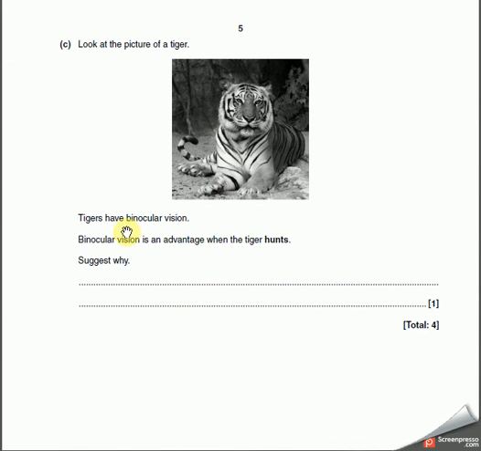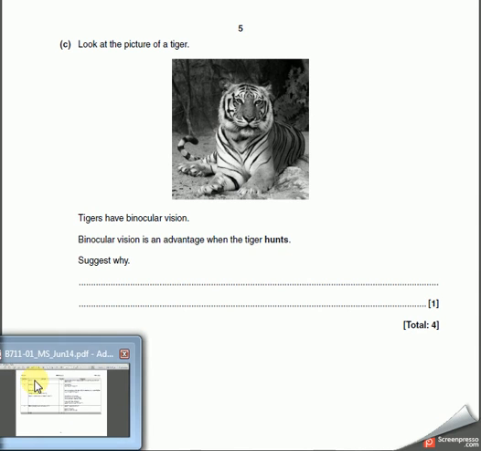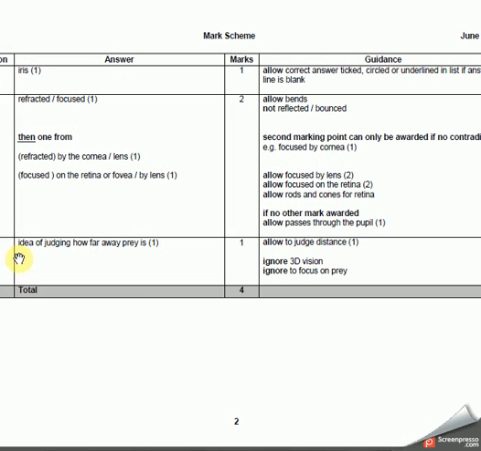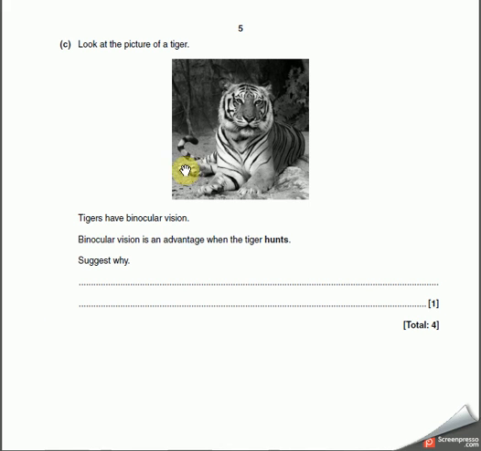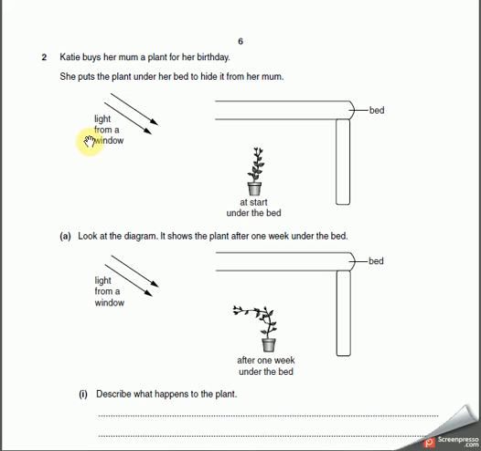Look at the picture of the tiger. Tigers have binocular vision. Binocular vision is an advantage when a tiger hunts. Suggest why. That's basically about how the tiger can judge distance, isn't it? The idea is judging how far away prey is. Easy enough. Remember, the eyes are at the front of their heads so they can judge distance. It's called binocular vision. Eyes at the front of their heads.